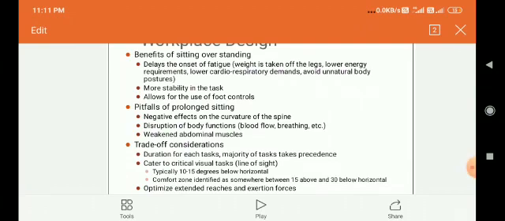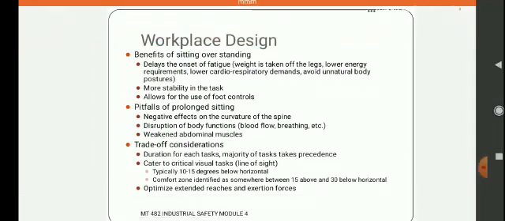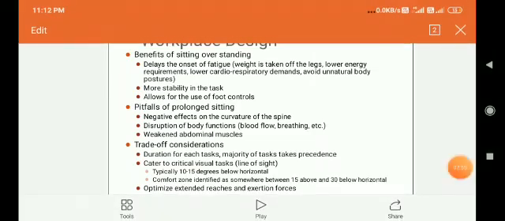Weight is taken off the legs. Okay, we can relax our legs. Lower energy requirements. Then lower cardiorespiratory demands. Avoid unnatural body postures. Then more stability in work. Okay, allows for the use of foot controls. Then there are some disadvantages, but it may affect our body. It may affect the curvature of the spine, disruption of body functions, blood flow, breathing, etc. And it may weaken our abdominal muscles.